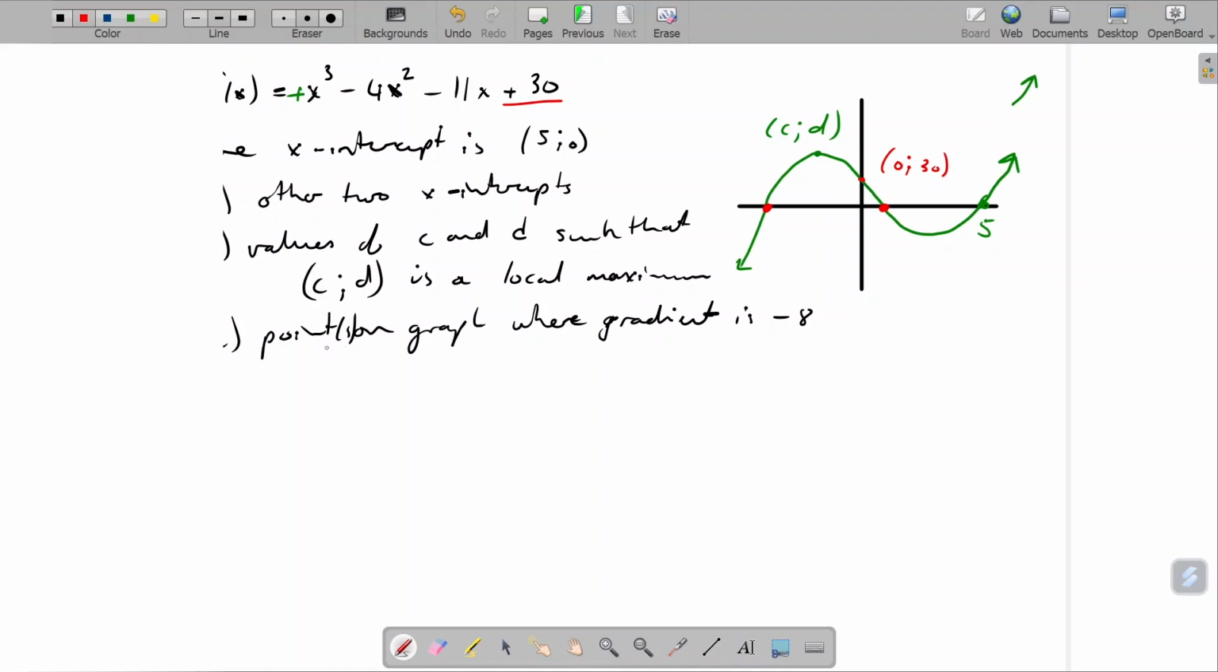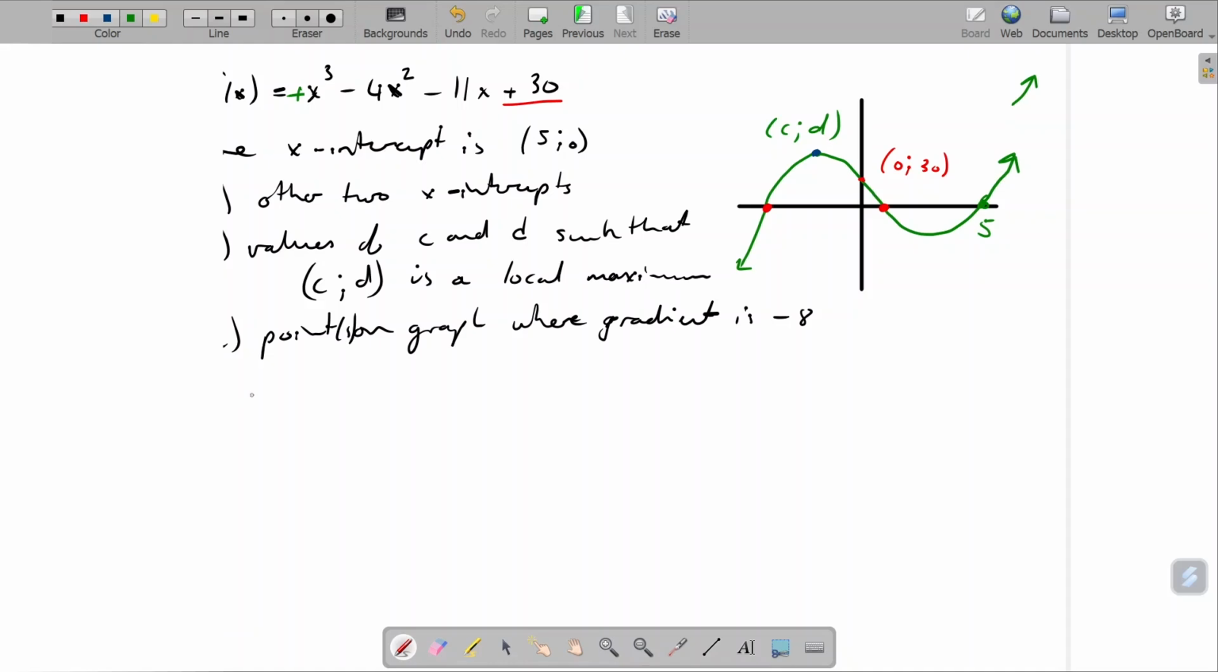And we need to find the values of C and D such that the point (C, D) over here on the graph is a local maximum. And then we need to find the place where the gradient of the graph is -8. And that will be somewhere on this middle section here, because that's the part of the graph where the gradient is decreasing. So let's go have a look.